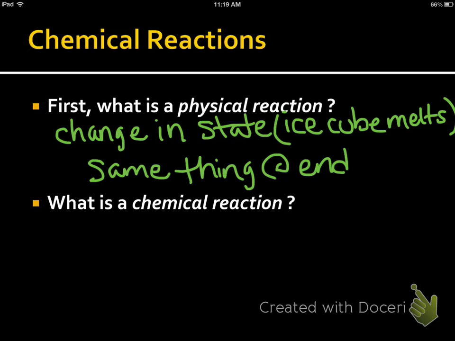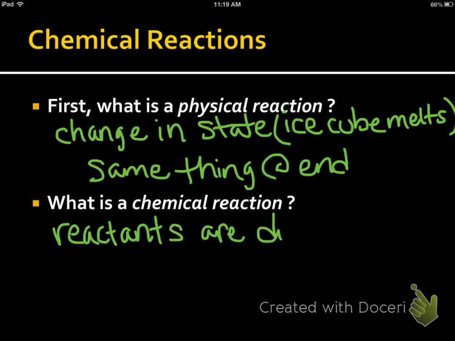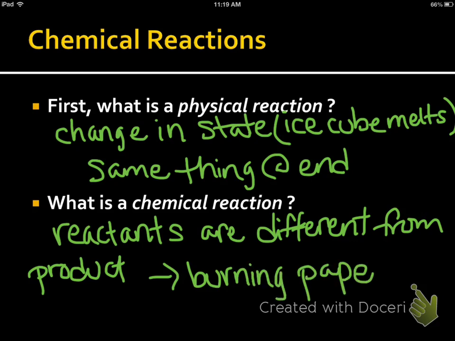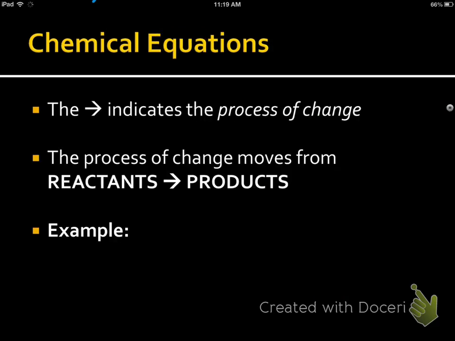And then a chemical reaction is going to be where there's a change in the product. So the reactant or reactants are different from the product. So this is going to be something like burning paper. Because you can't take those crumbled up pieces of paper or the little crisps from the fire and make it back into your sheet of paper that you had. So it completely changed.